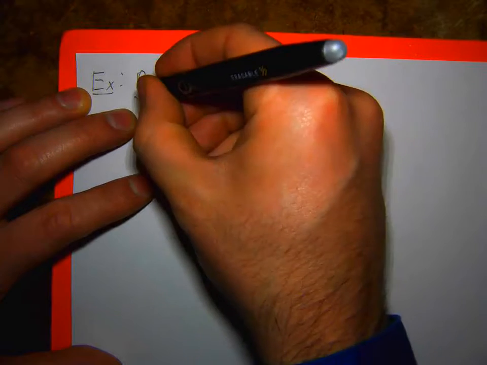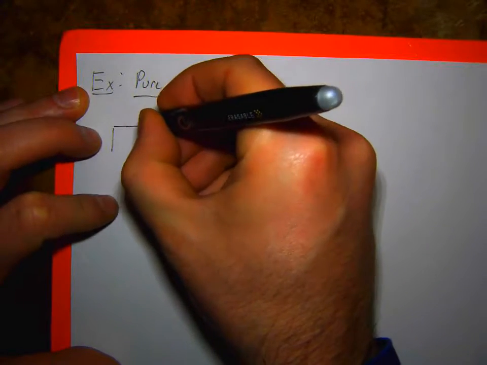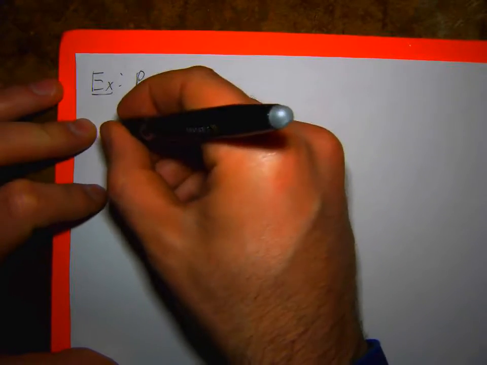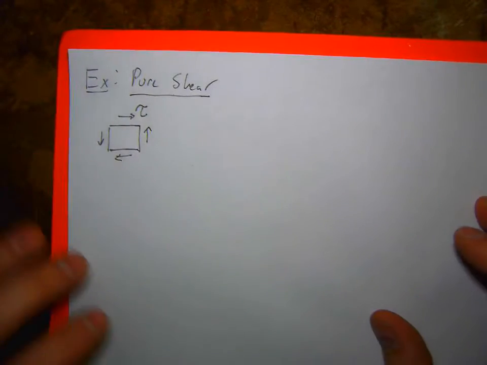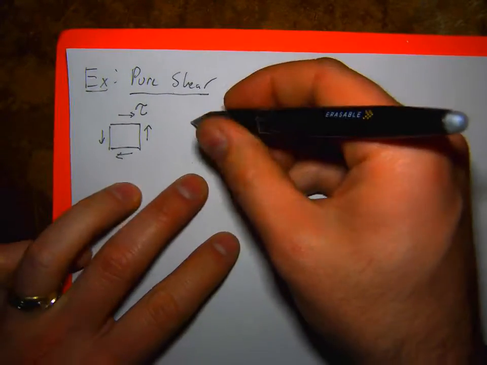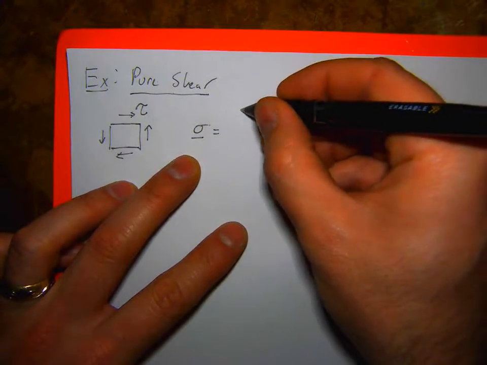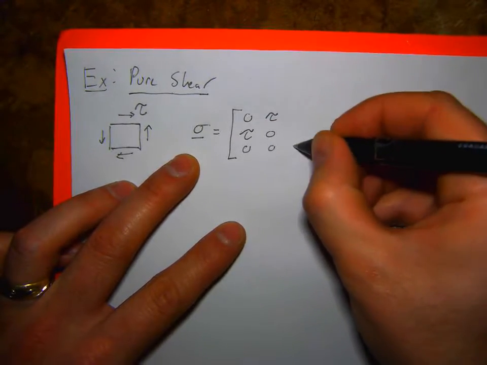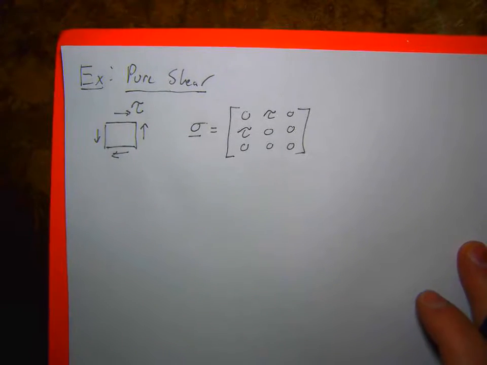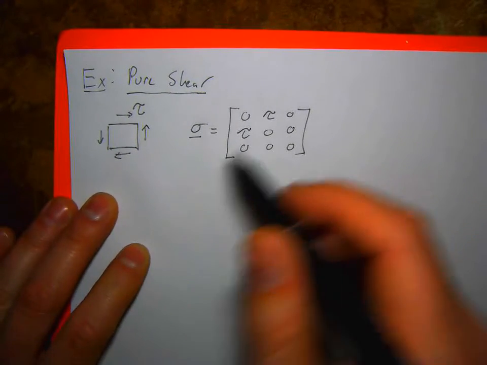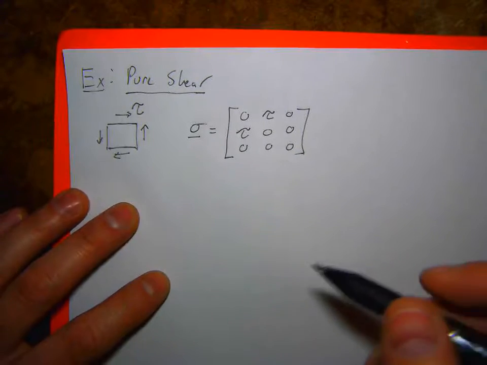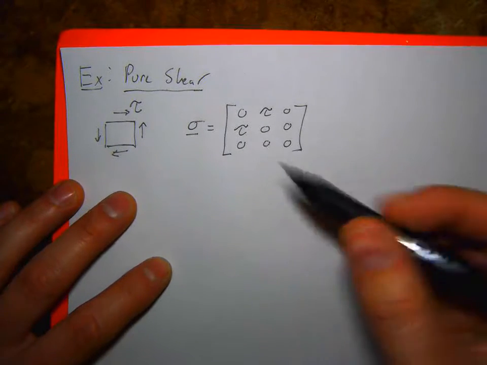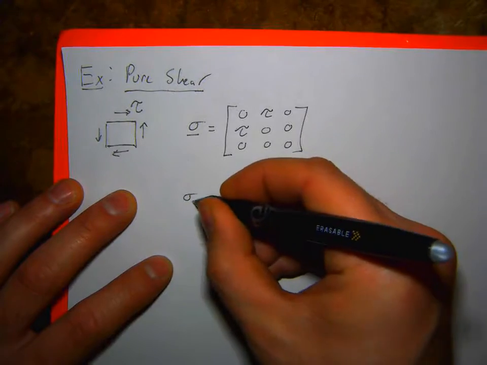Pure shear. So now I have some body that I'm deforming, or that I'm stressing with some shear stress tau. So I can say that the stress in my body is zero, tau, zero, zero, zero, zero, zero, zero, everywhere else. If I want to look now at my two failure criteria, I could resolve this and look at my principal stresses, my sigma one.